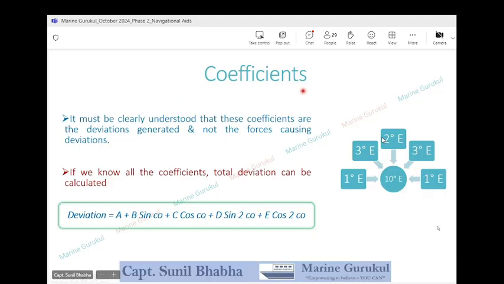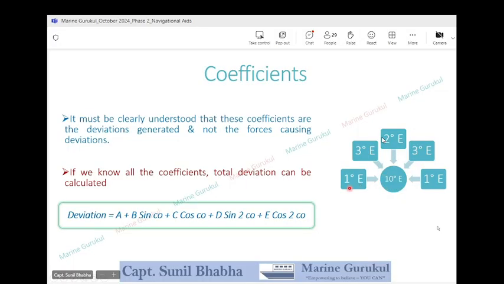The coefficients, on the other hand, are different parts of deviation. Now, how are these parts formed? To give you an example, let us say on a particular heading, the ship has a deviation of 10 degrees east. Now we will break down this 10 degrees east into different parts.